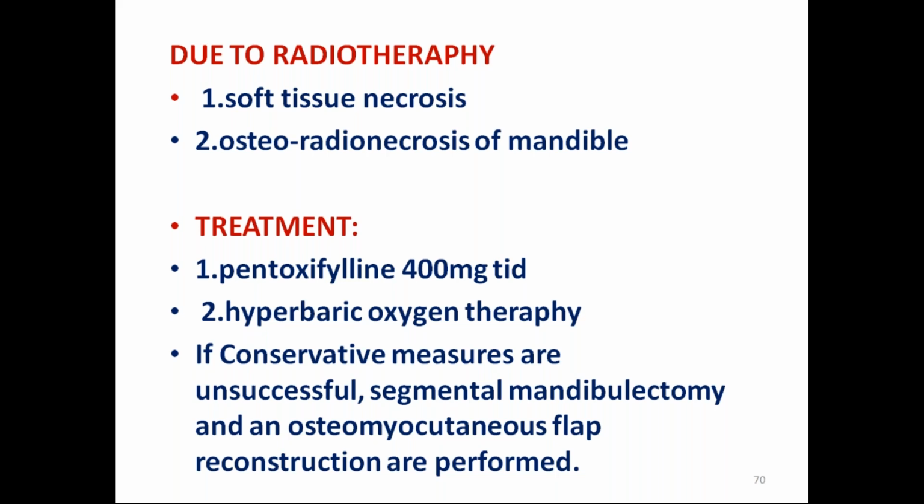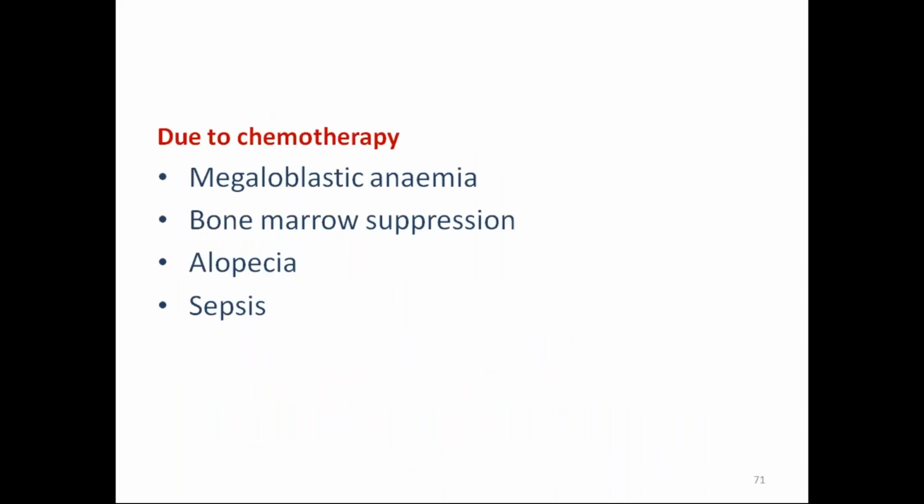Treatment for this is pentoxifylline 400 mg TID and hyperbaric oxygen. If conservative measures are unsuccessful, then we go for segmental mandibulectomy and an osteomyocutaneous flap, that is the bone flap. And the complications due to chemotherapy include megaloblastic anemia, bone marrow suppression, alopecia, and sepsis.